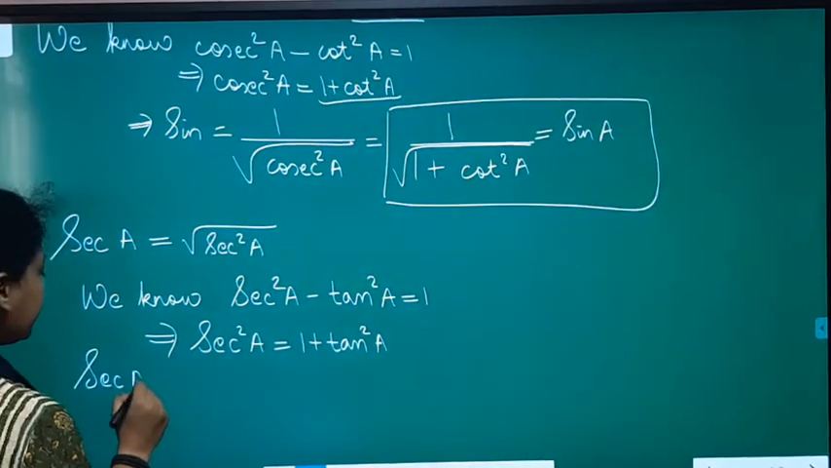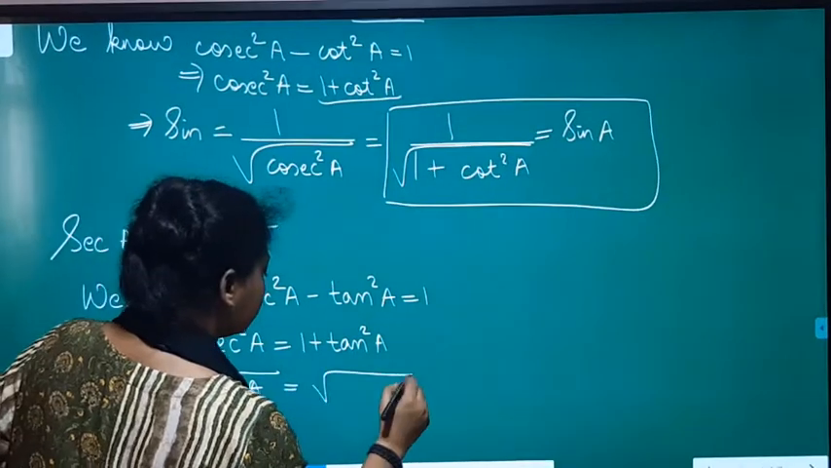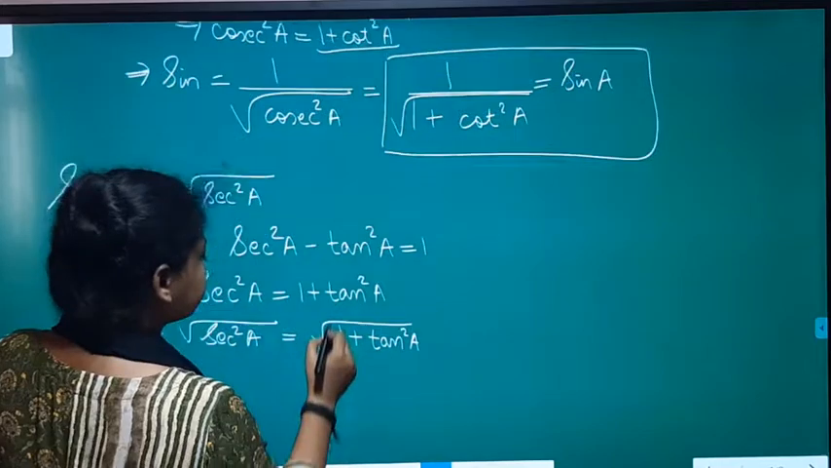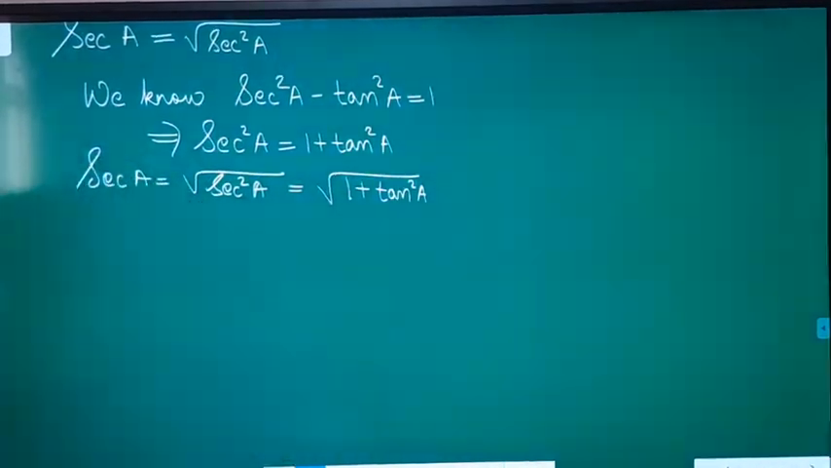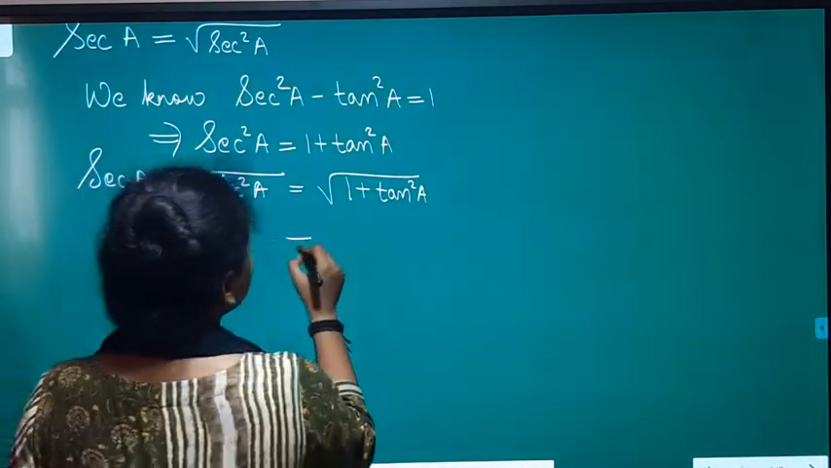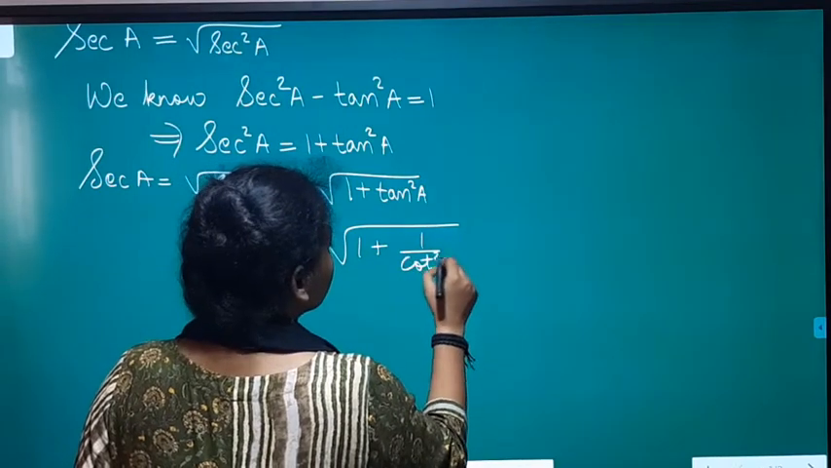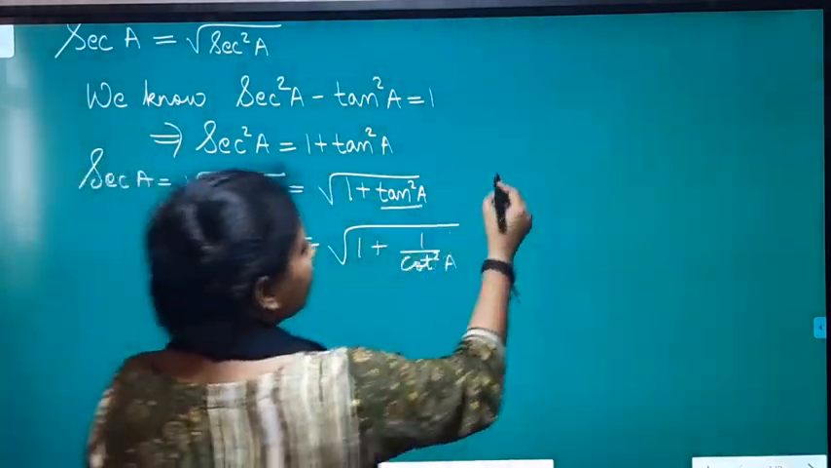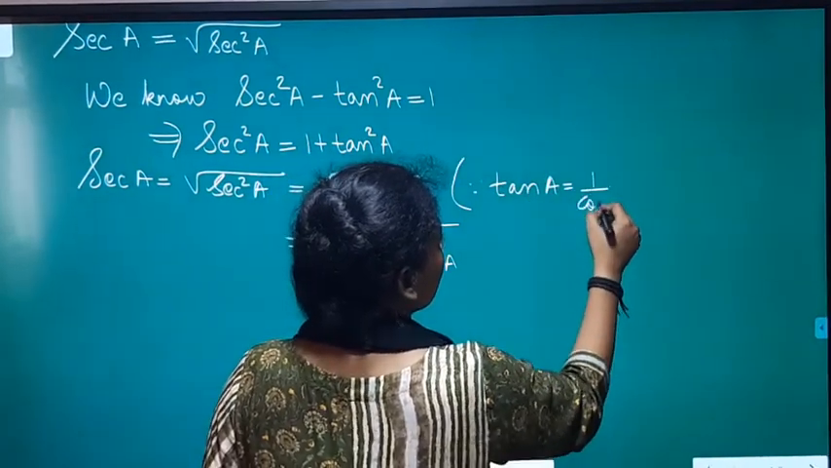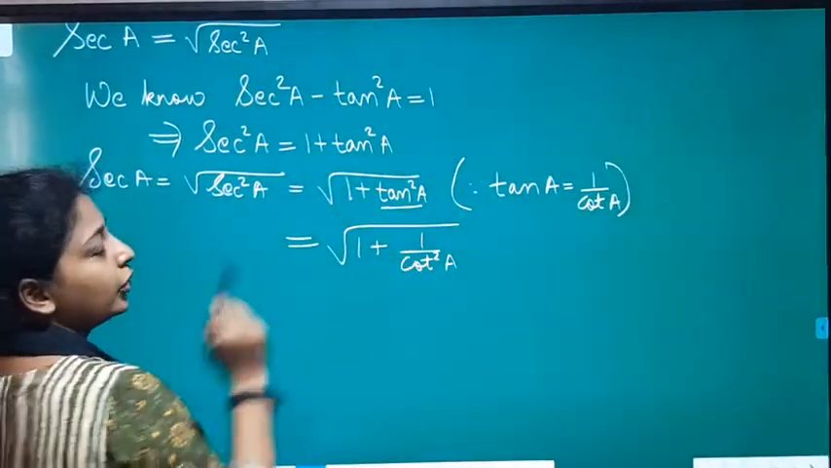So we get sec A is equal to under root sec square A, and this can be written as under root 1 plus tan square A. Again, what is the relation between tan and cot? Yes, tan and cot are reciprocals of each other. So this value can be written as 1 plus 1 upon cot square A. We know tan A is equal to 1 upon cot A. So here in place of tan square A I am writing 1 upon cot square A.